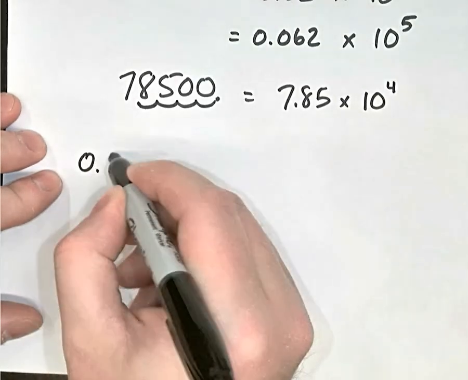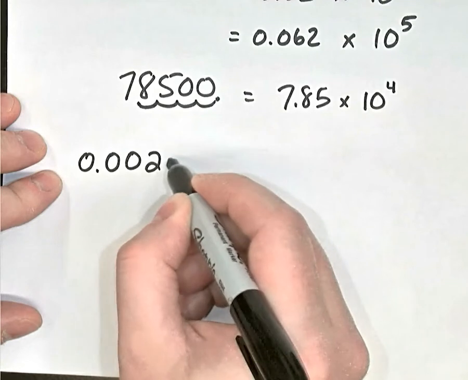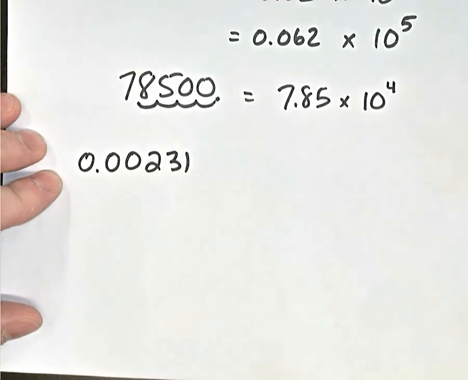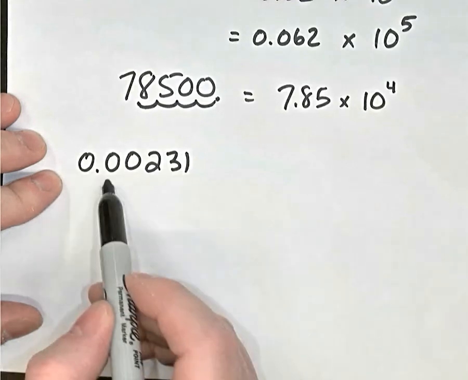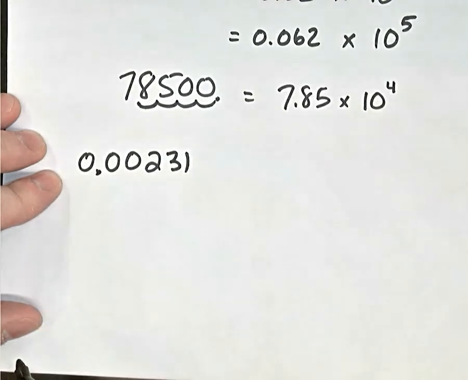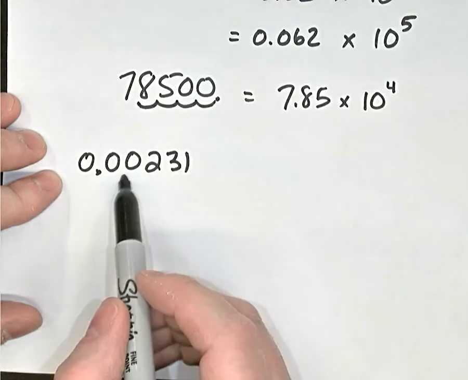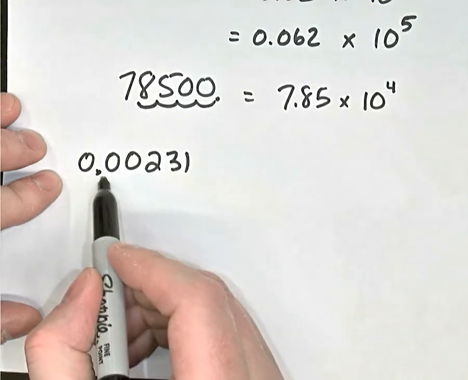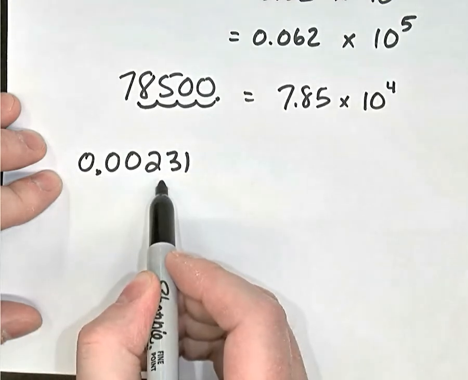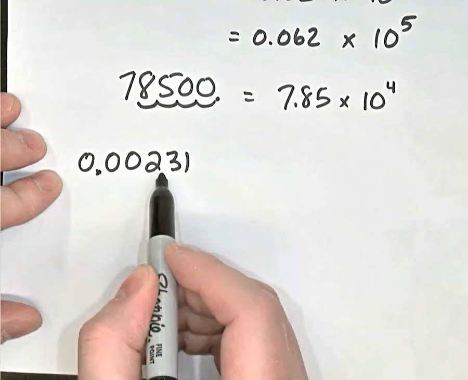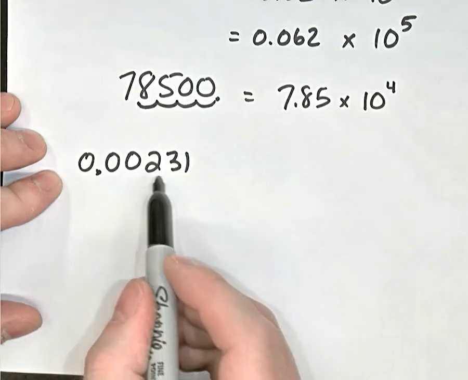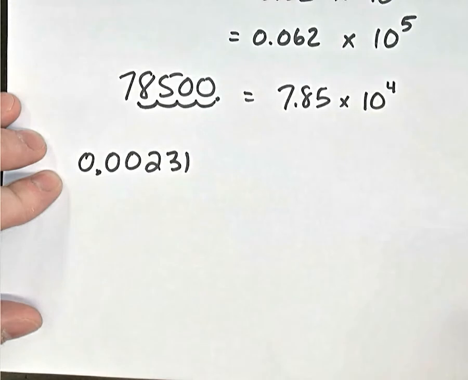Now, what if you had a small number? Suppose you have 0.00231, and you want to write this in scientific notation. Well, the decimal right now is over here. So to get a number between 1 and 10, what number would we end up with if we move the decimal? Well, this time we're going to have to move it to the right. And we're going to get a number in the end, 2.31. 2.31 would be between 1 and 10.